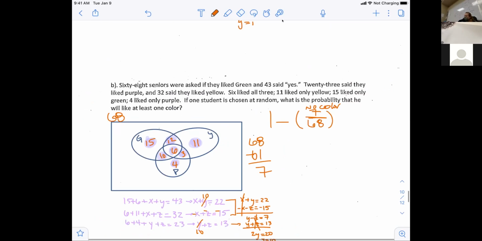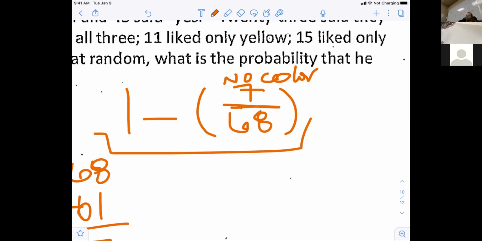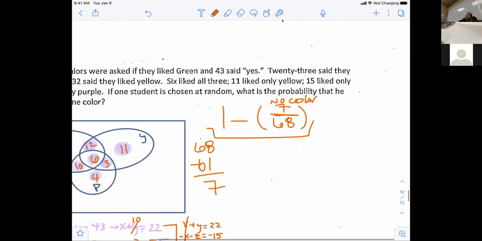And then we could do this out, but this is the setup, and that's my answer. Everybody good so far? Because the no color is the only thing that's bad. So we did 1 minus the thing that's not okay. Instead of adding up all the things that were okay, we just did 1 minus the one thing that was not okay.